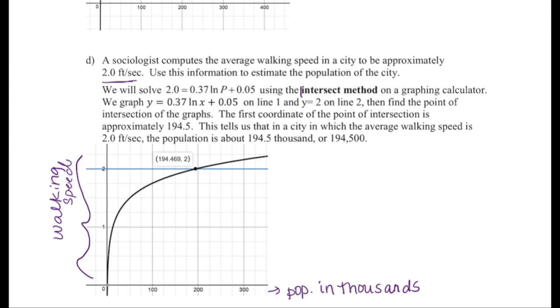So one method we could do is the intersect method, where on one line I have the equation y is equal to 0.37 times the natural log of x plus 0.05. So we have one line that has this, and on the second line we have y equals 2. We could find the point where they intersect. So we could say that the population is about 194.5 thousand or 194,500 when the walking speed is approximately 2 feet per second.